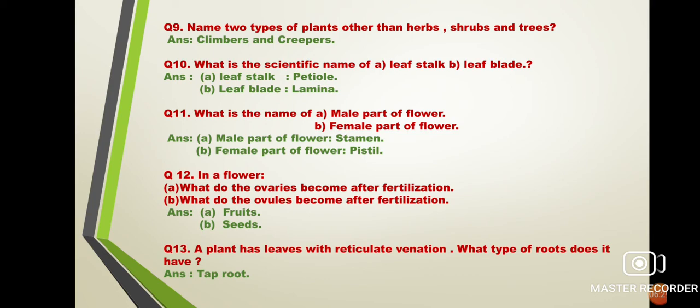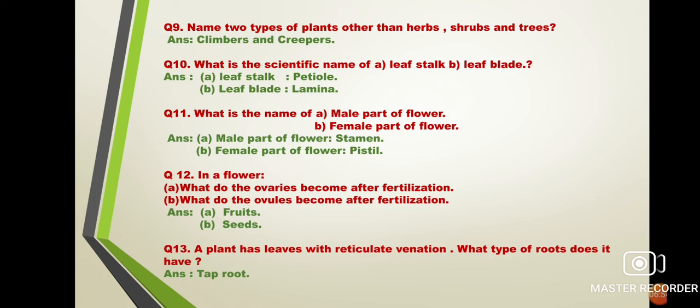Okay, now there is a special relation between the venation of a leaf and the root. Now there are two types of root. One is a tap root and another one is a fibrous root. Okay, so if anyone asks you to identify the type of root of a plant without pulling it from the ground, how can you identify it? You can identify it by seeing the venation of a leaf.